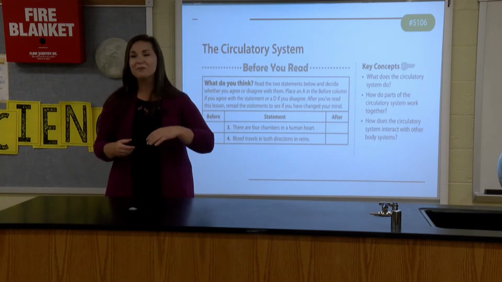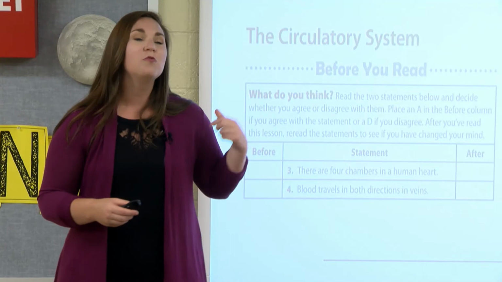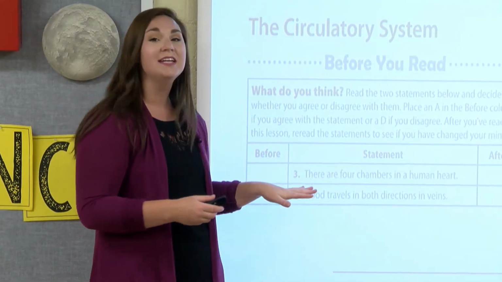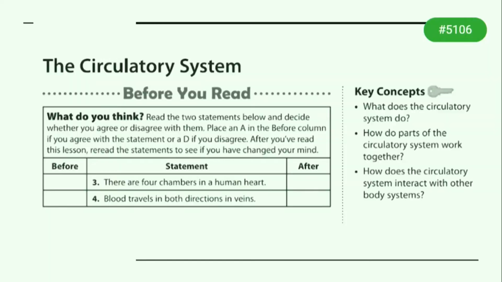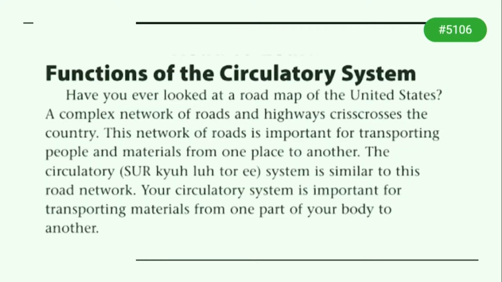We've always started with two statements, thinking about whether we agree or disagree. Our first one this time is: there are 4 chambers in a human heart. Think about if you agree or if you disagree. And then also: blood travels in both directions in your veins. We'll come back to these at the end.